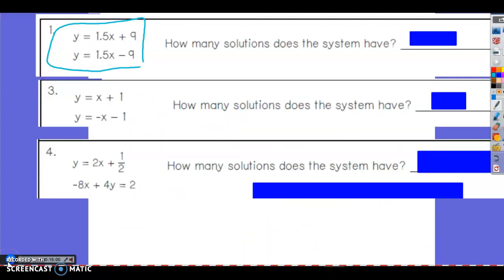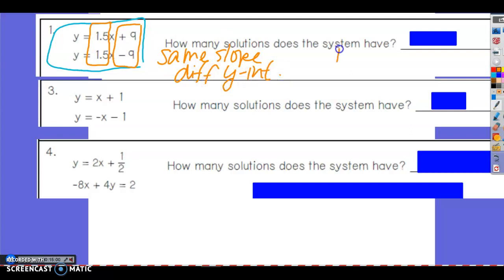Looking at these first two equations that we have right here, I'm going to check out my slopes first, and I see they're exactly the same. Then I'm going to look at my y-intercepts. They are different. So if I have the same slope, they're going at the same angle, but I have different y-intercepts, how many solutions do I have? Well, if you think about what this graph would look like, same slope, different y-intercepts, those should be parallel lines, which means you would have no solution.